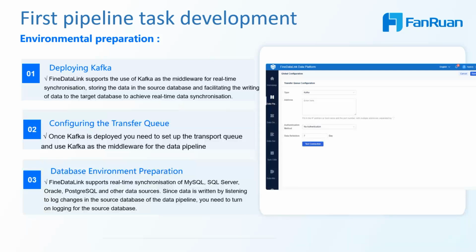Next, we need to configure the transmission queue. Use Kafka as the intermediary for the data pipeline, establishing a connection between FindDataLink and the database. The third step is to prepare the database environment. FindDataLink supports real-time synchronization for data sources such as MySQL, SQL Server, and Oracle, since it writes data by monitoring changes in the source database's logs. You need to enable logging on the source database.